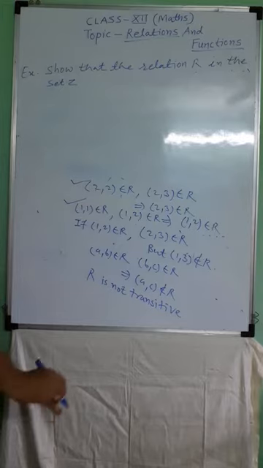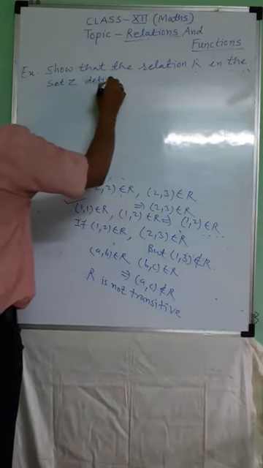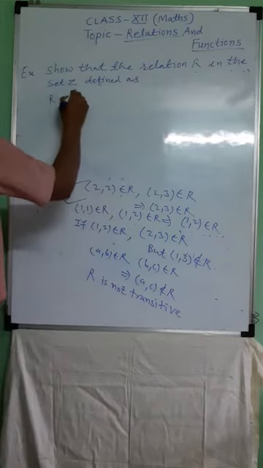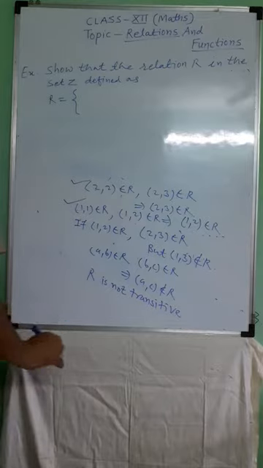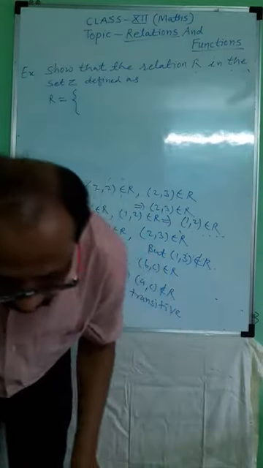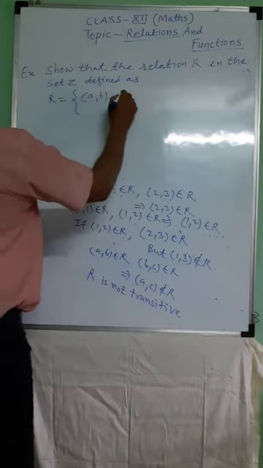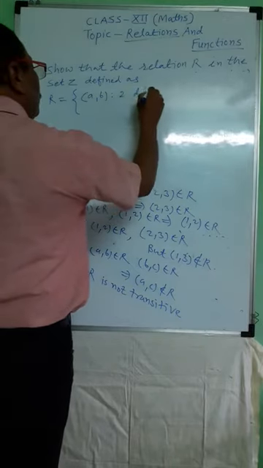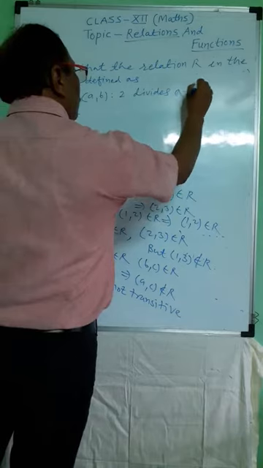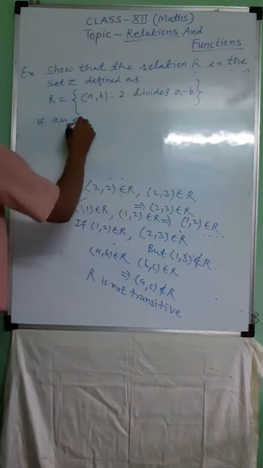Show that the relation R in the set Z defined as R = {(a, b) such that 2 divides a minus b} is an equivalence relation.